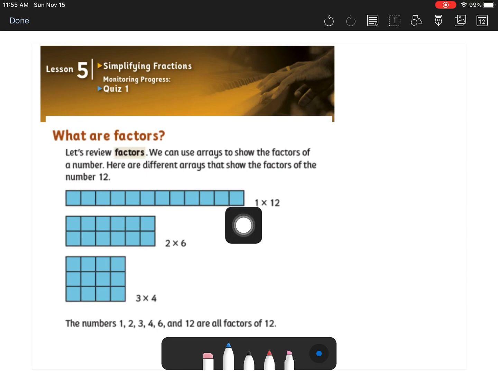So you can always take 1 times that number to get it, right? Another, if it's an even number, 2 is always a factor of that number, right? Any even number is divisible by 2, so like 2 times 6 would give us 12. So that's kind of giving us a visual here.